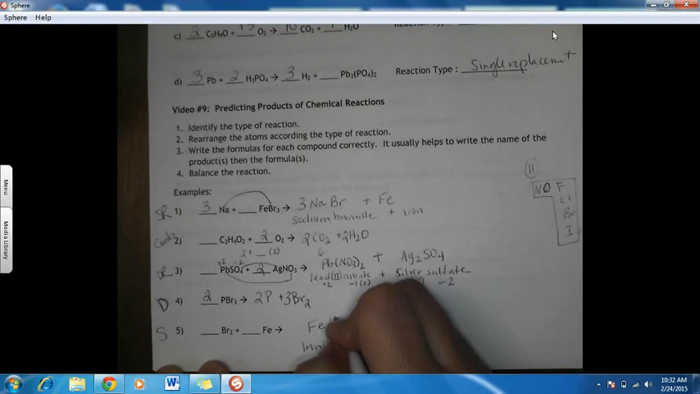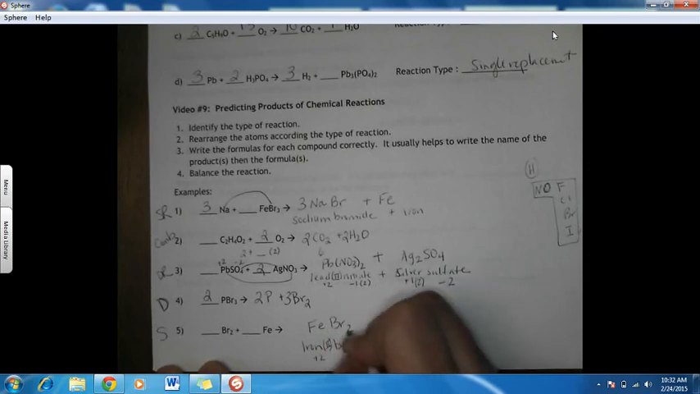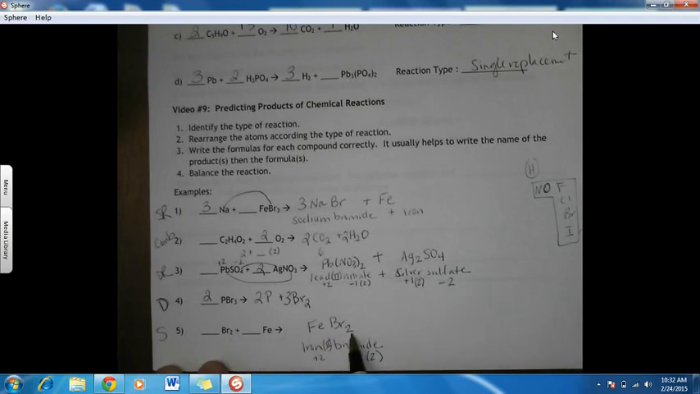So we get FeBr2. Right, and then we balance 2 Brs, 2 Brs, 1 Fe, 1 Fe. We're done.